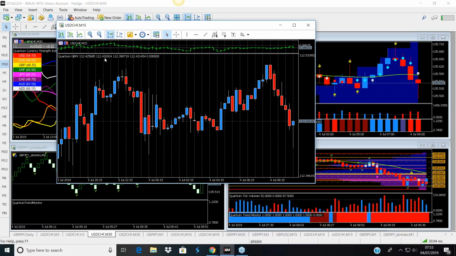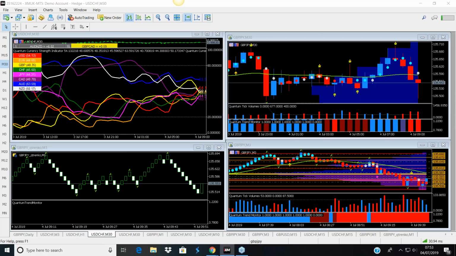You can't do it on MT4, and this is the index that we've created for the British pound. If you're in the British pound, you would keep that up to see whether we are buying or selling the British pound. I'll just move that over there.